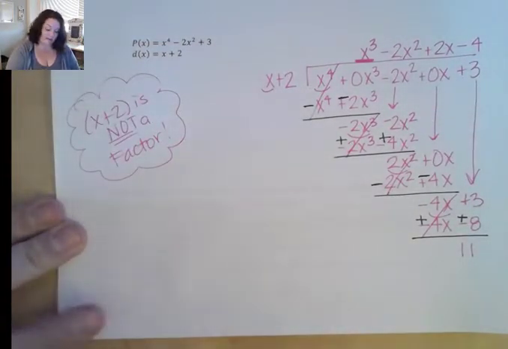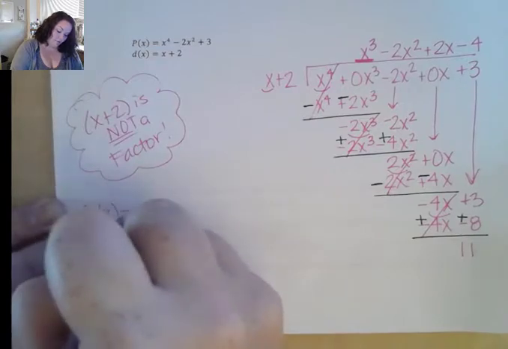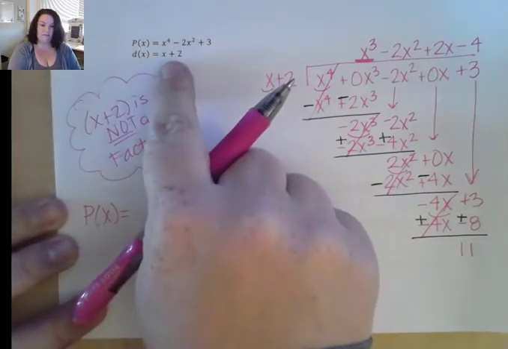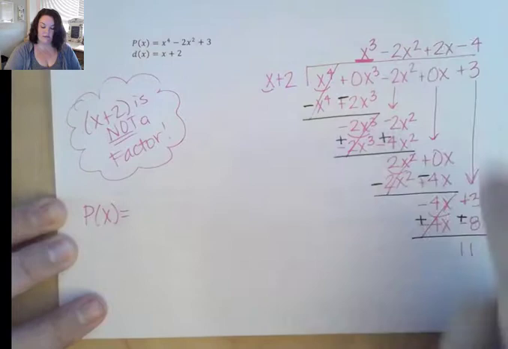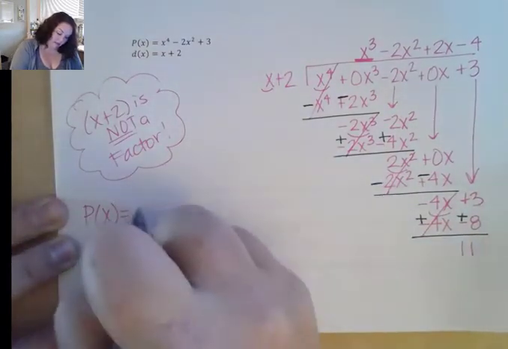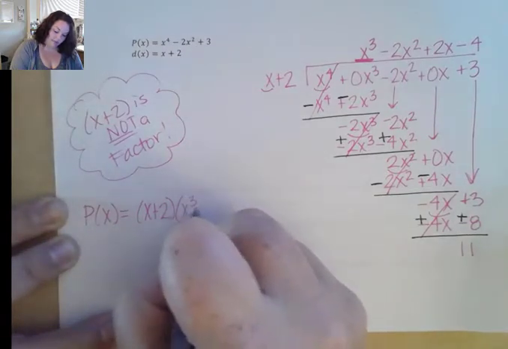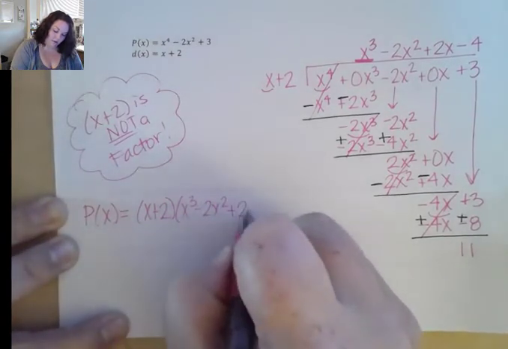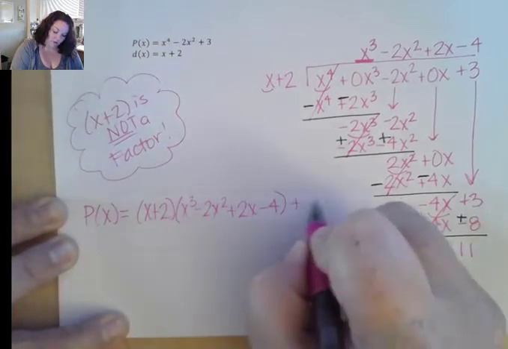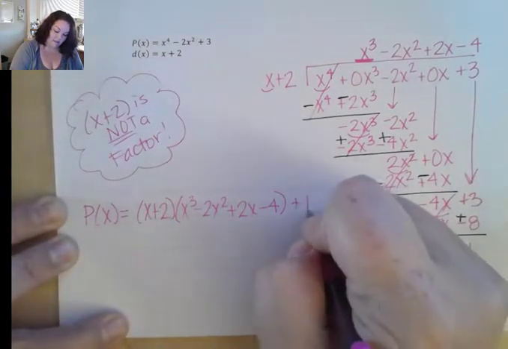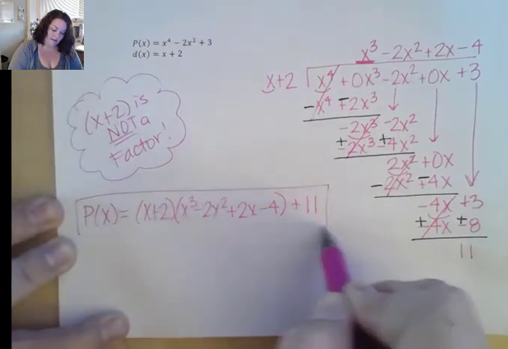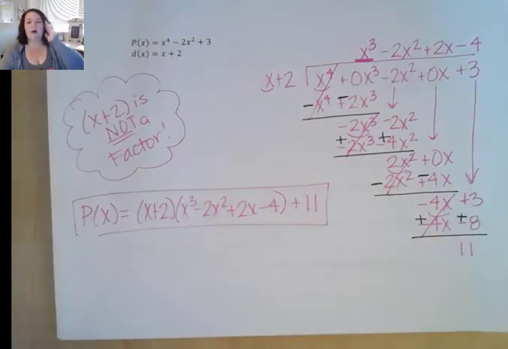But we can still write this original polynomial p of x as my divisor times my quotient plus my remainder. So my divisor is x plus 2 times my quotient, which is x cubed minus 2x squared plus 2x minus 4, plus my remainder, which is 11. Okay, and we leave it like that. All right, so I want y'all to go ahead and pause the video and try the next 2 problems on the next page.